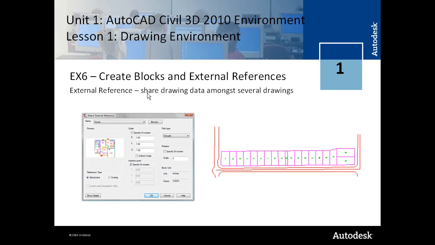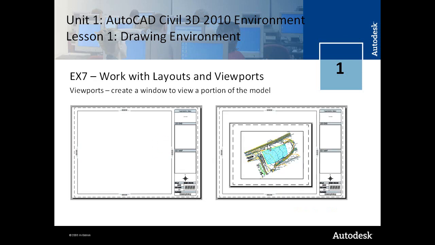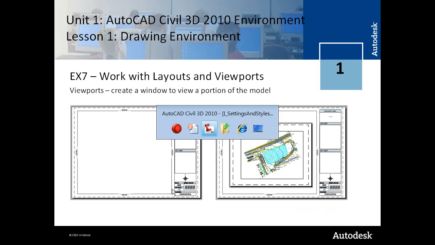External references are useful for sharing data, sharing one drawing's data amongst other drawings. For example, a base plan of a civil engineering drawing that shows existing conditions might be externally referenced into a number of other design drawings. The last two exercises in Lesson 1 address layouts and viewports: configuring your paper space layout tabs with a border, and being able to create a viewport in that to view the model. We'll just have a quick look at that.